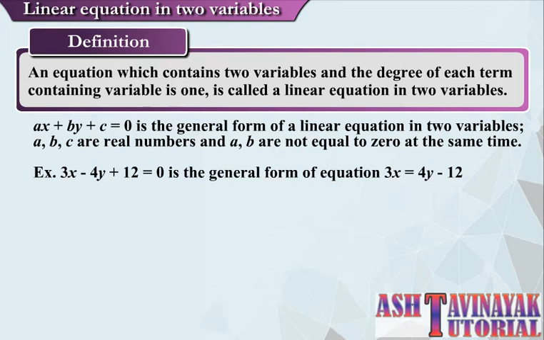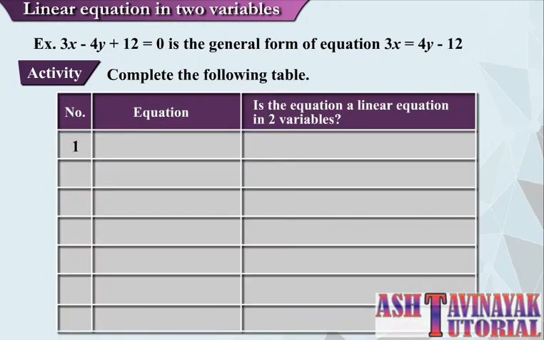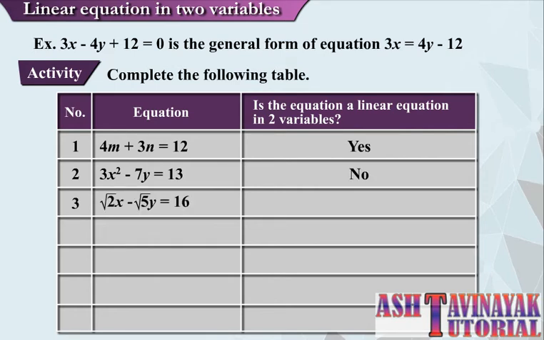Activity. Complete the following table. Number 1. Equation 4m + 3n = 12. Is the equation a linear equation in two variables? Yes. Number 2. Equation 3x² - 7y = 13. Is the equation a linear equation in two variables? No. Number 3. Equation √2x - √5y = 16. Is the equation a linear equation in two variables? Yes.